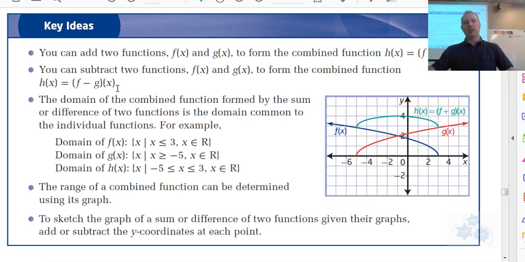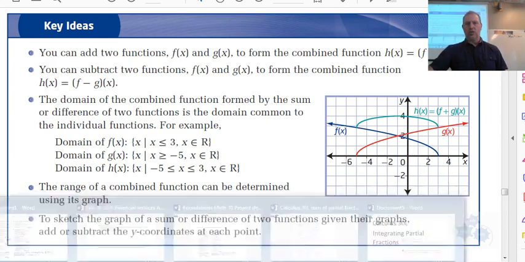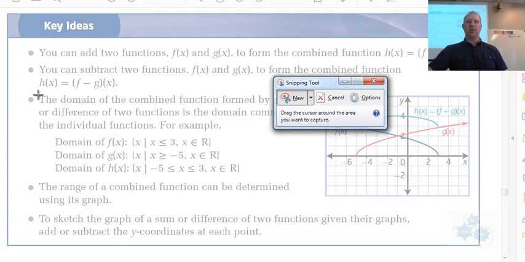You can also subtract the two functions in the same way. Now let's talk about the domain real quick. The domain of the combined function, by the sum or difference of two functions, is the domain that is common to the individual functions. So this is important. We had no restrictions on the domains of the functions that we studied so far in these examples. But if you had any restrictions on any of the functions that you're adding or subtracting, the resultant function will only have a domain that is common to both. Okay? So I want to highlight that, and I think you should jot that down in your notes because we haven't really done that yet.